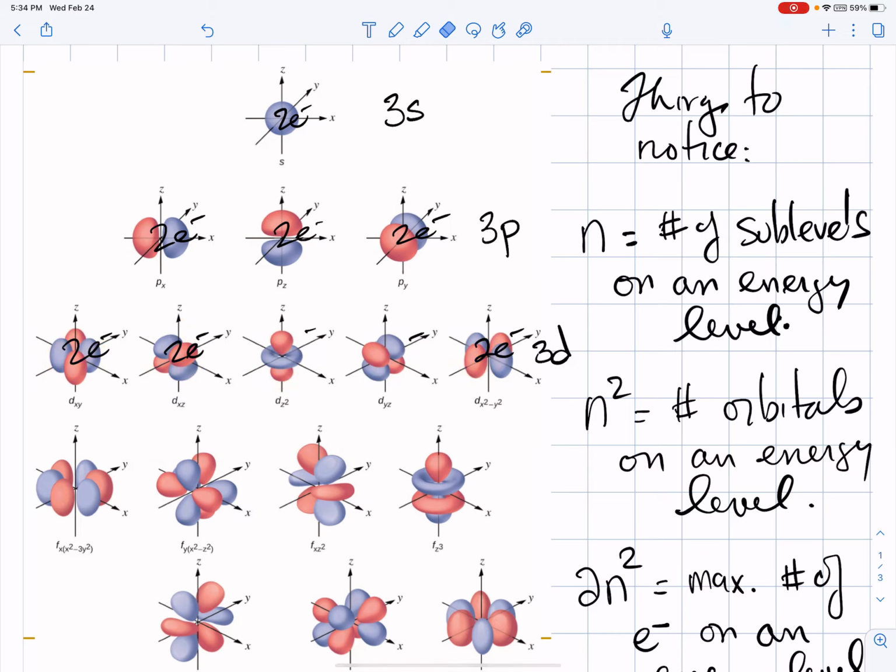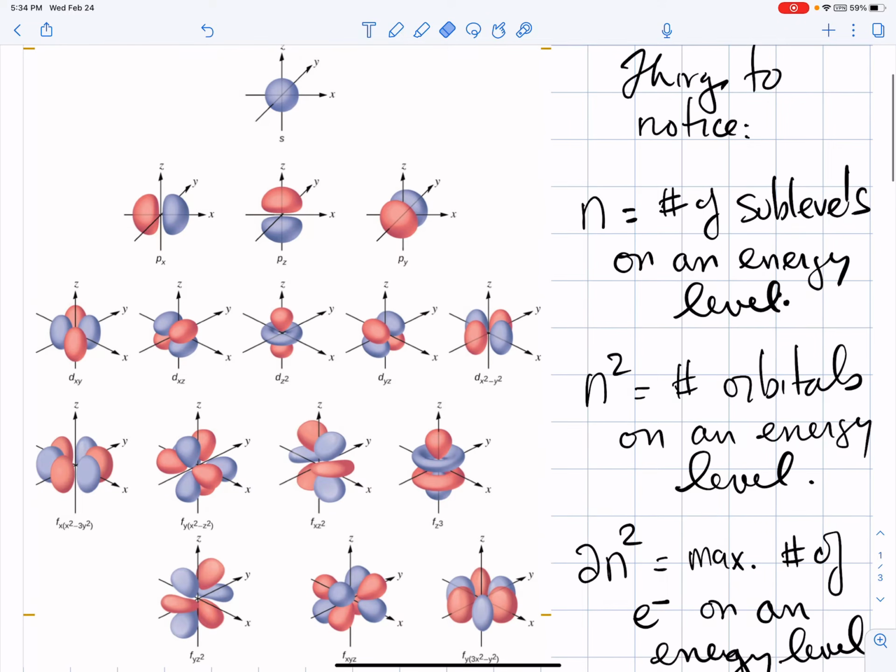And then finally, when you get to level 4, I say finally just because with all of the elements on the periodic table, when they're in their ground states, you don't need anything more than level 4. If there are excited states, then yes, you can go to level 5 or 6 or higher.